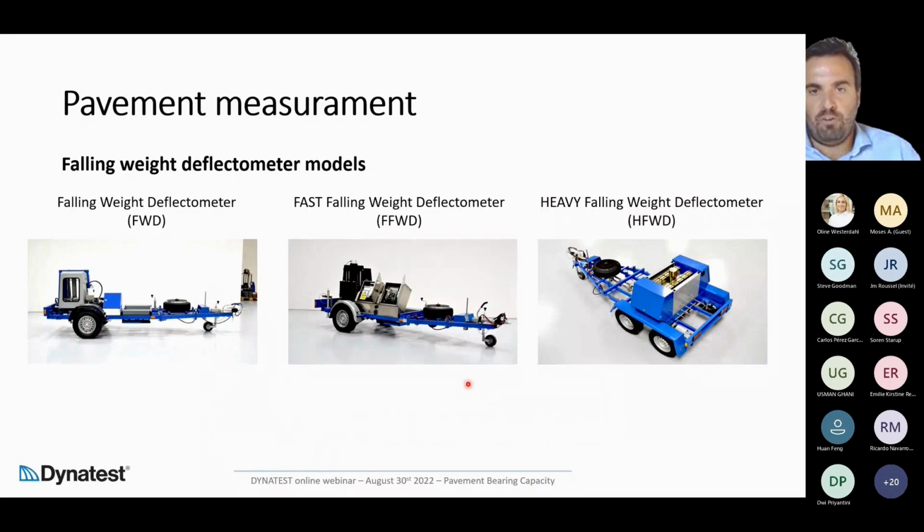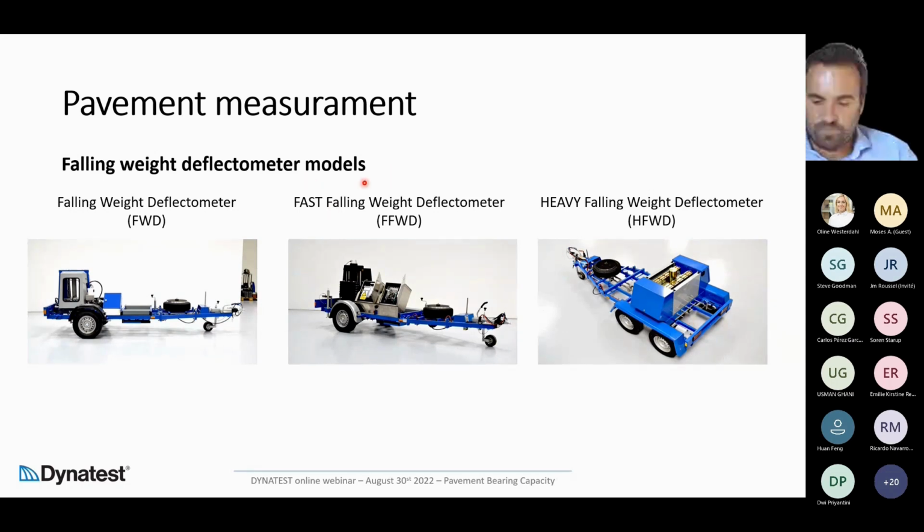During the time, different versions of the falling weight have been developed. The original one is the falling weight you can see in this picture. And in this case, the masses are raised using a hydraulic system. For around 5 years now, Dynatest has produced the fast falling weight, where the masses are raised by an electronic spindle engine, and it's very fast. And the last version is the heavy falling weight deflectometer, where double the masses have been introduced in order to simulate the stress induced by aircraft.